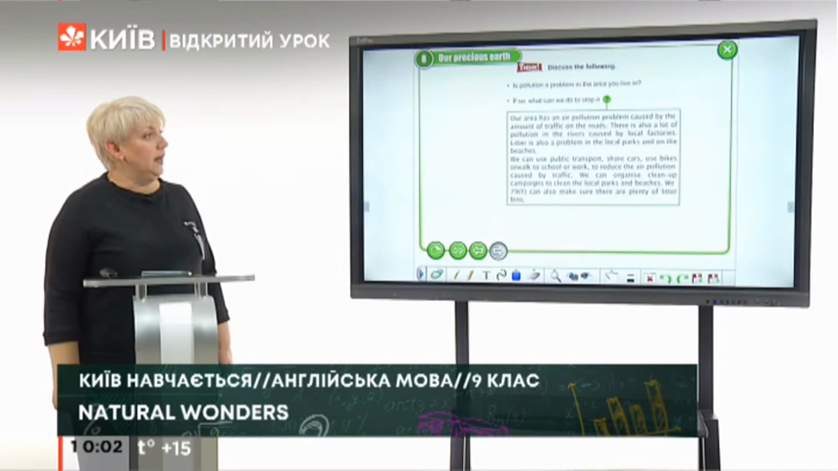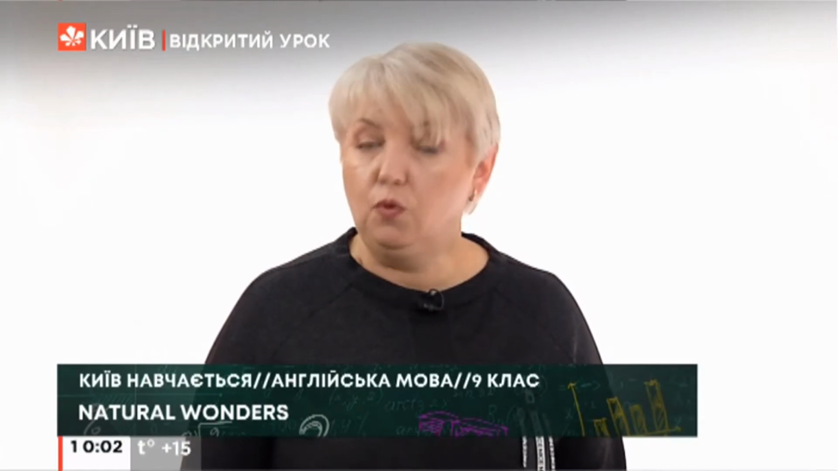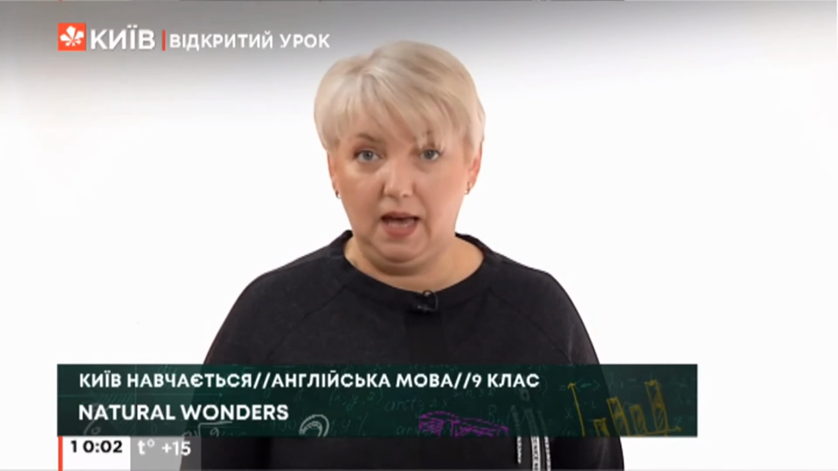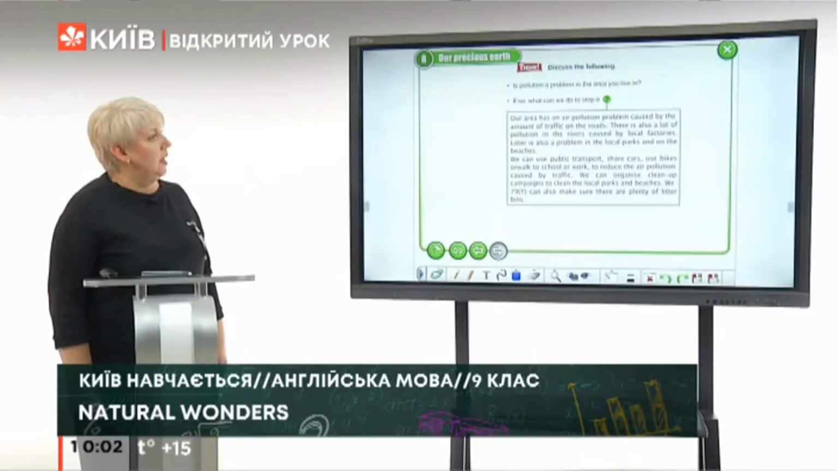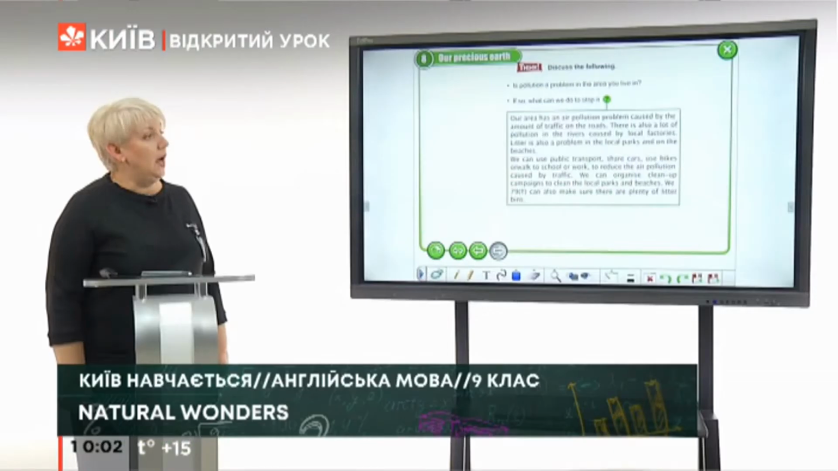Our area has an air pollution problem caused by the amount of traffic on the roads, because we live in the capital, and of course the traffic is heavy in our city. There is also a lot of pollution in the rivers caused by local factories. Litter is also a problem in the local parks and on the beaches.